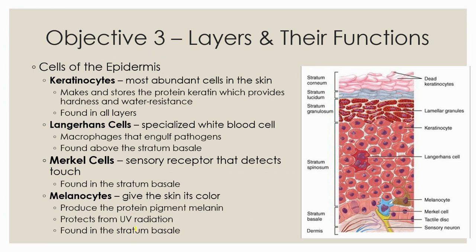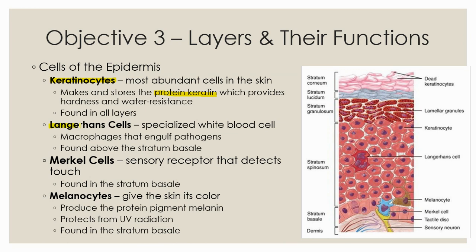All right, we're also going to take a look at the cells that make up the layers of our epidermis. Most of the cells in our epidermis are going to be keratinocytes. I've also heard it said keratinocytes, so however you want to say it. These are very abundant. These are your flattened squamous cells. They're found in all layers. The reason they're called keratinocytes is because they make the protein keratin. Keratin is a very tough protein that helps provide structure and hardness. It also helps make it water resistant.